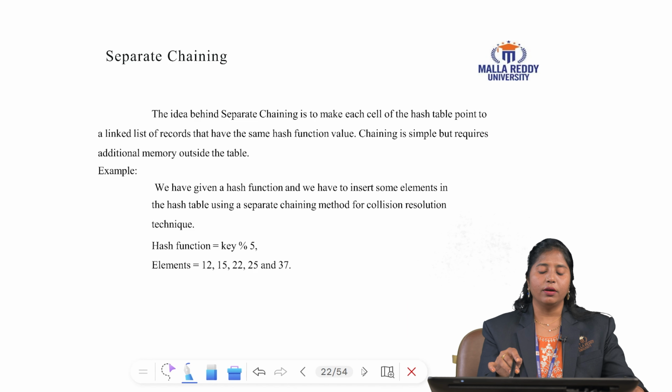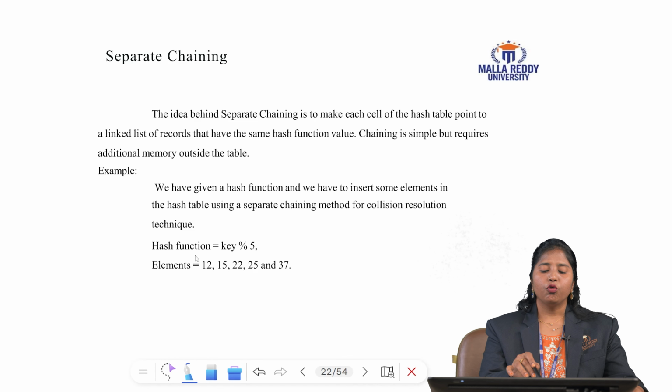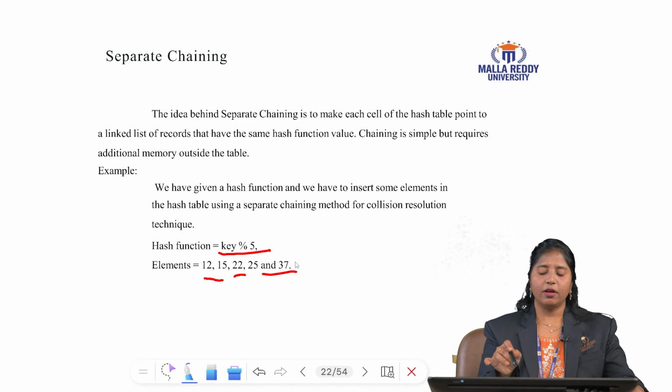What is separate chaining? The idea behind separate chaining is to make each cell of the hash table point to a linked list of records that have the same hash function value. Chaining is simple but requires additional memory outside the table. We are given a hash function and have to insert some elements into the hash table using separate chaining for collision resolution. The hash function formula is the division modular method, key mod 5, and the elements are 12, 15, 22, 25, 37.